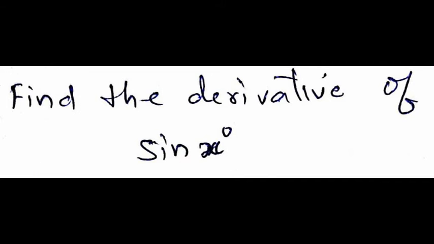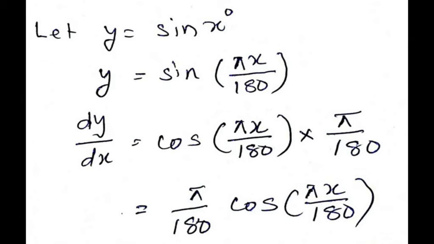Find the derivative of sine x raised to 0. X raised to 0 is equal to pi x by 180, and derivative of sine x is cos x. Therefore, we get cos pi x by 180 into pi by 180. And the answer is pi by 180 into cos pi x by 180.